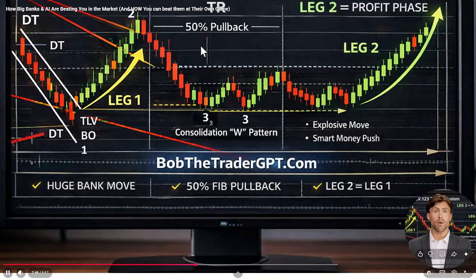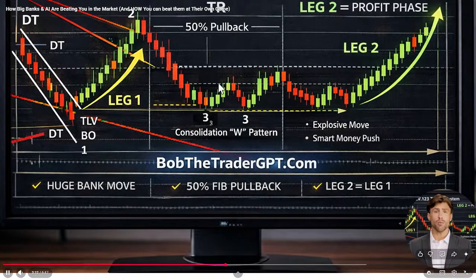After point 2, price begins to retrace. This pullback moves down into what I call the trade range, or TR. This is the consolidation phase. This is where the market moves sideways to down, often forming a W-like structure or a choppy rebasing structure. This is not weakness in the pattern. This is actually part of the setup. Point 3 is the bottom of the trade range. This is another critical part of the pattern.